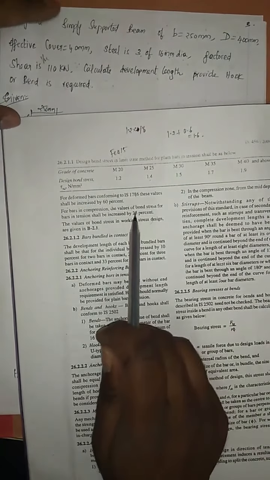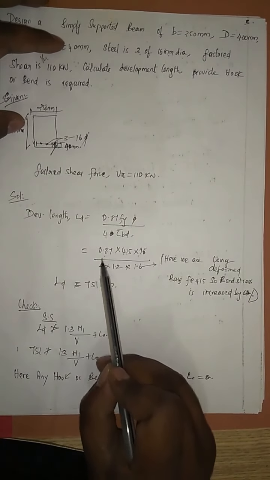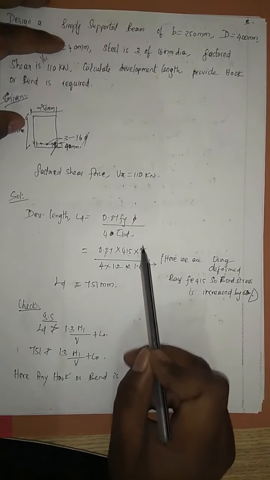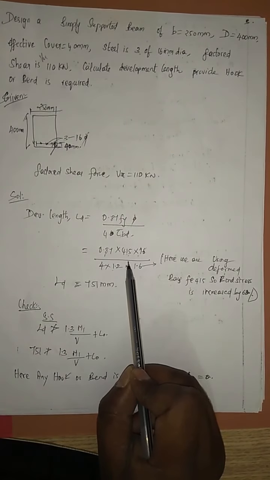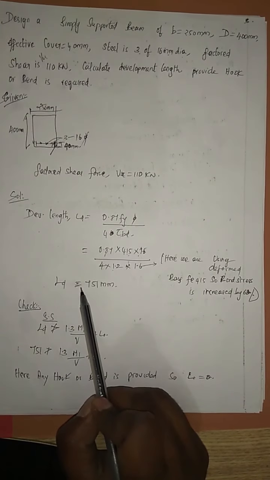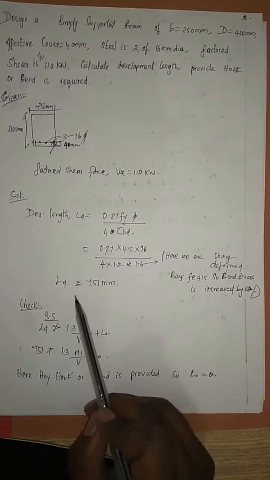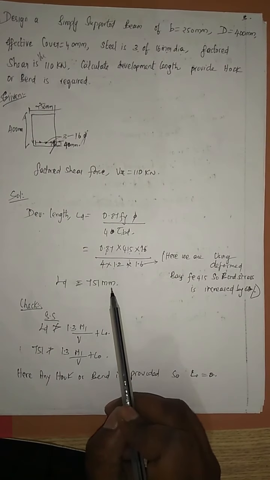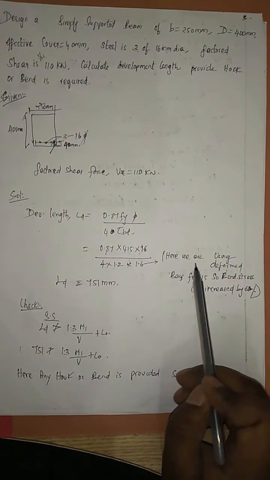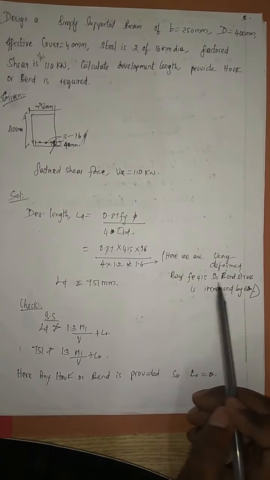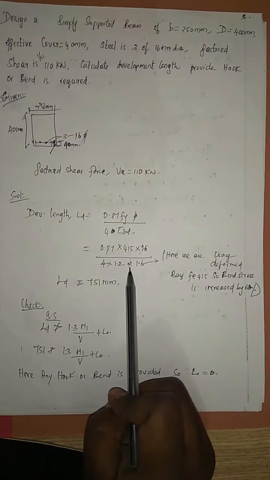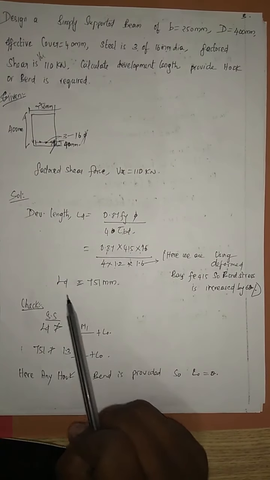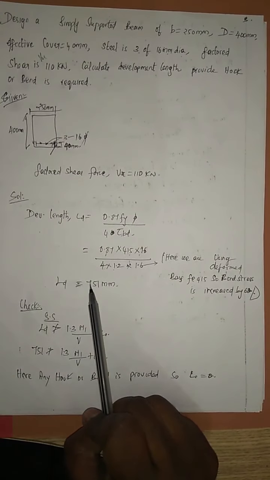So that means we have to increase it by 60%. That is the thing we have written here. So 0.87 into 415 into 16 divided by 4 into 1.2 into 1.6. If you calculate this formula, you will get Ld equal to 751 mm. Here we are using deformed bar for Fe 415, so bond stress is increased by 60%. Remember in your mind, 4 into 1.2 multiplied by 1.6. You should multiply, so you will get the development length 751 mm.